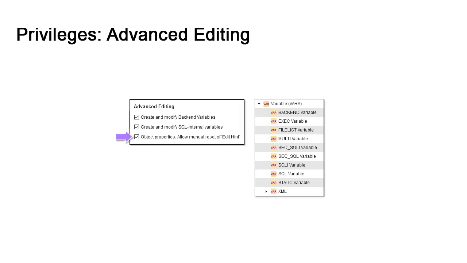Should the entire system go down while a user is editing an object, that object will have an edit tag when the system comes back online. That tag can be reset and the user can continue to work on the object unless the privilege is taken away.